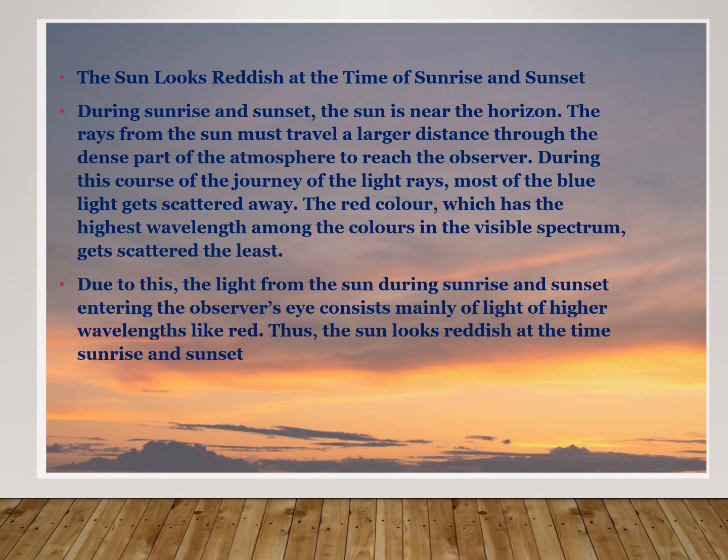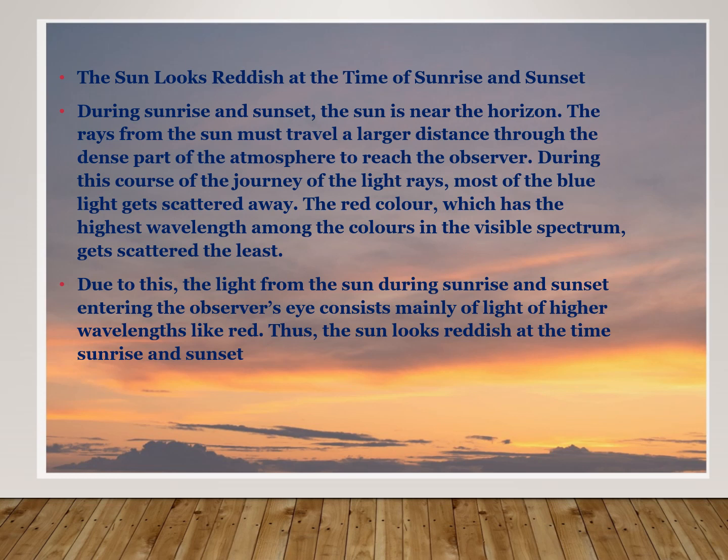The background picture explains to us the reddishness of the sun during the sunrise and the sunset. During sunrise and sunset, the sun is near the horizon. The rays from the sun must travel a larger distance through the dense part of the atmosphere to reach the observer. During this course of journey of the light rays, most of the blue light gets scattered away.